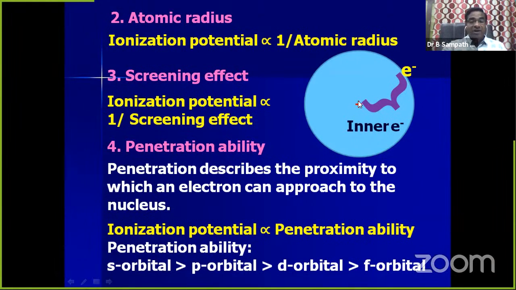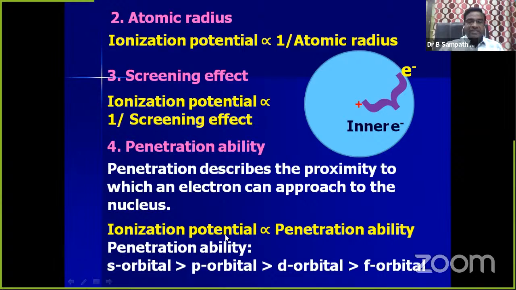Protons have some mass, 1 unit mass each, but electrons have negligible mass, almost 1/1837 of a proton. So electrons have almost no mass at all, but protons have 1 unit mass, and they are present in the nucleus. Because of these opposite charges, electrons are attracted towards the nucleus. This is called the penetration power. Penetration means the proximity to which an electron can approach the nucleus.